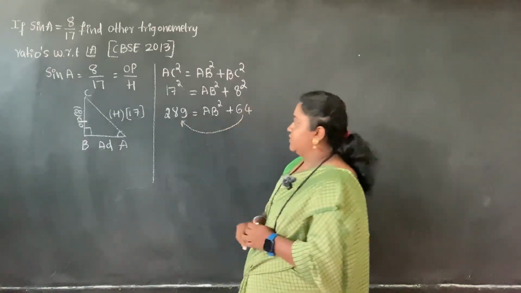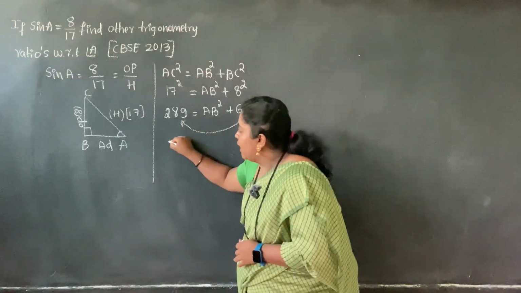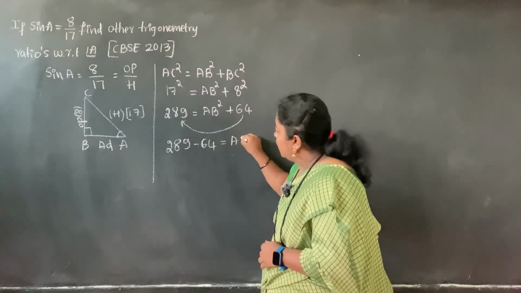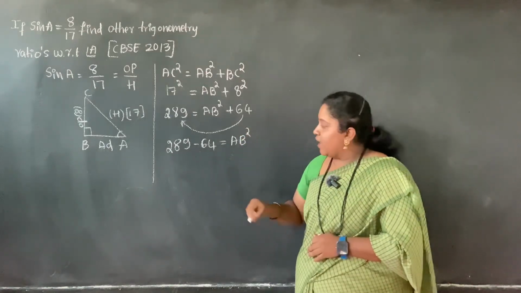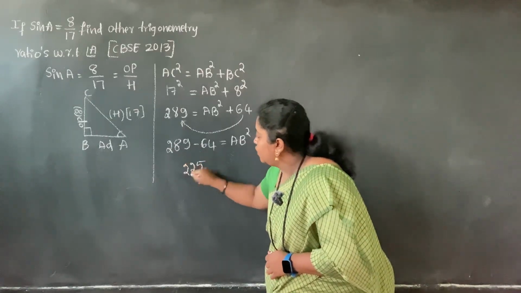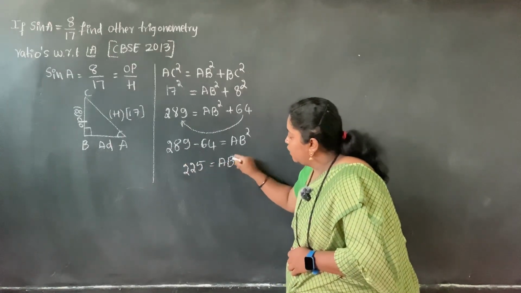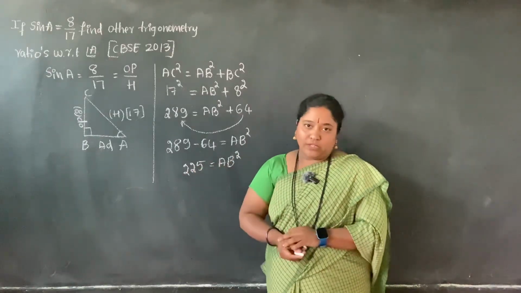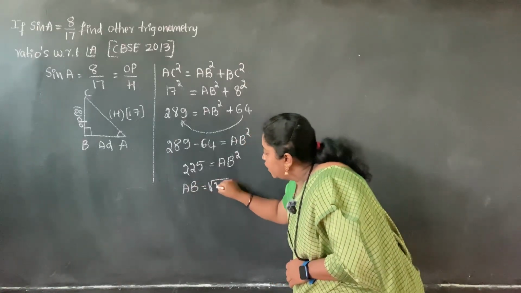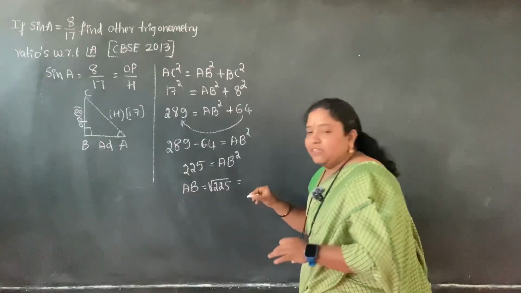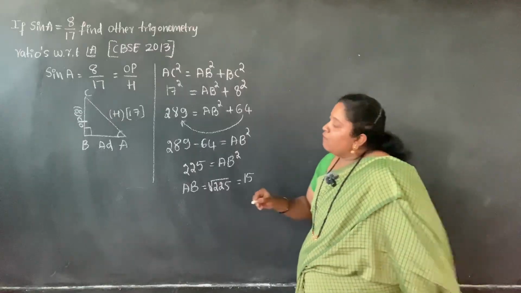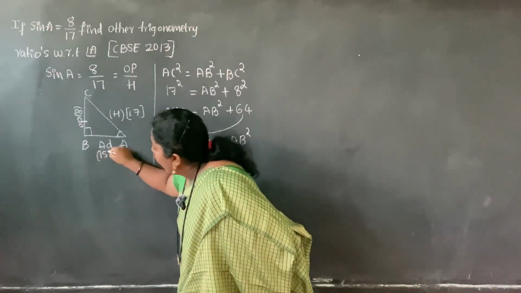Bring this 64 to this side. Plus turns to be minus. So we'll be having 289 minus 64 is equal to AB square. Okay. Subtract: 9 minus 4 is 5, 8 minus 6 is 2, so 225. AB square is equal to 225. Bring the square to the other side. So dears, what are you going to get? AB is equal to root 225, where the square root of 225 is nothing but how much, dears? 15. Yes or no? Now I got the adjacent value as 15.